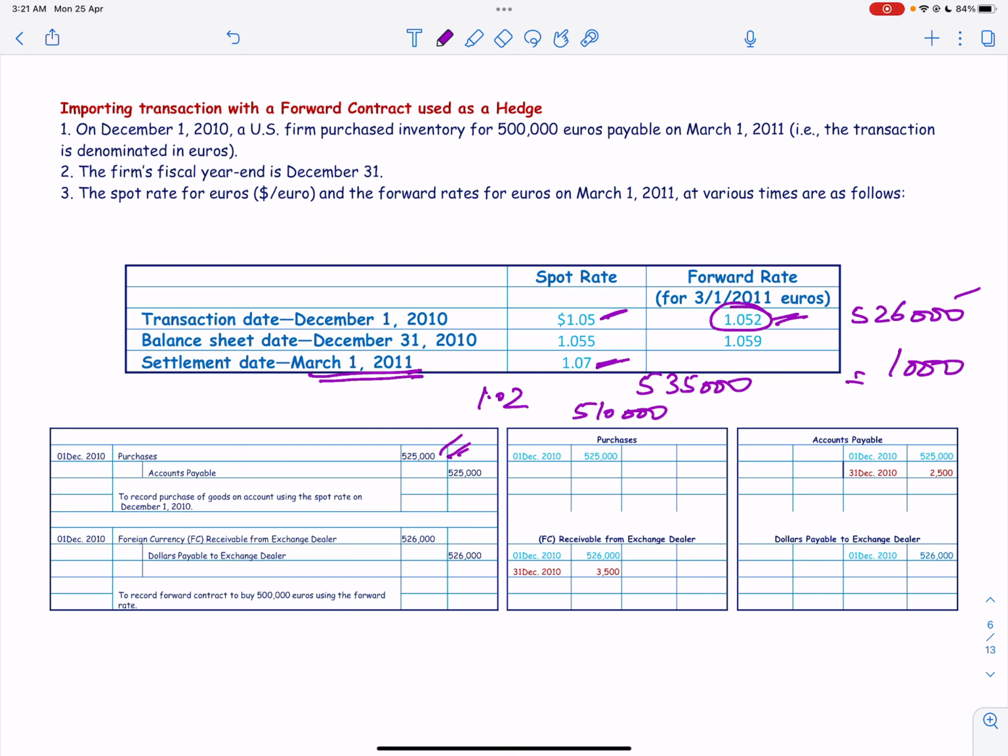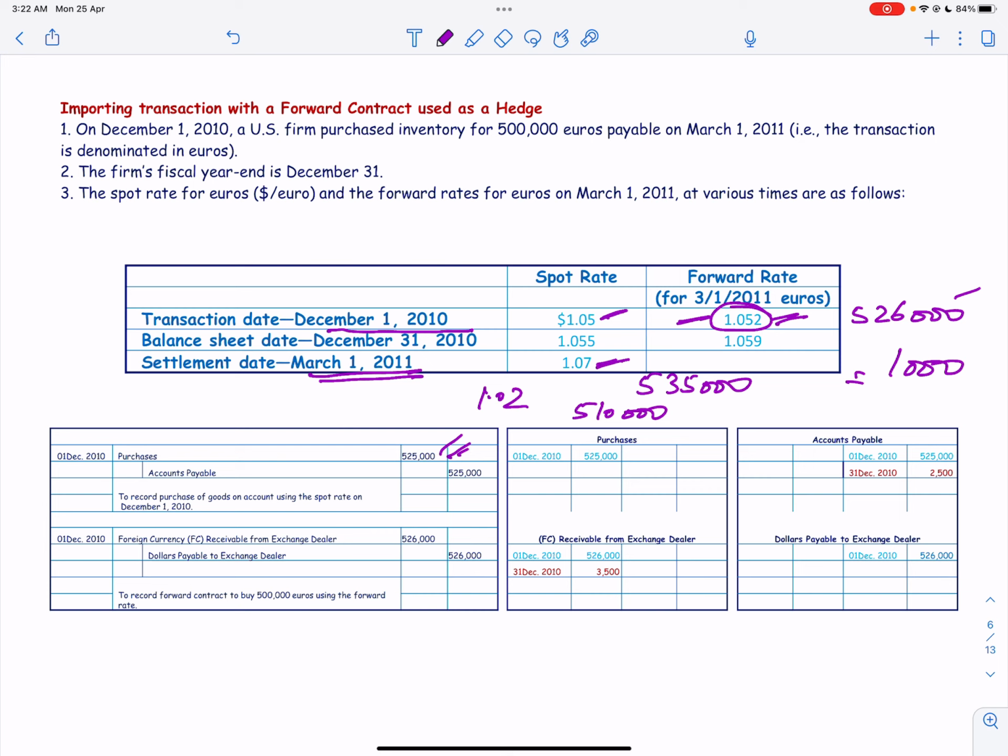1.052. By locking into a set price, the firm gains if the spot rate on March 1 increases above 1.052 and loses if the spot rate decreases below 1.052. The important point to note about the hedge is that the firm knows with certainty on December 1, 2010, the amount of cash needed to purchase the asset. The entries to record the purchase and forward exchange contract are as follows.